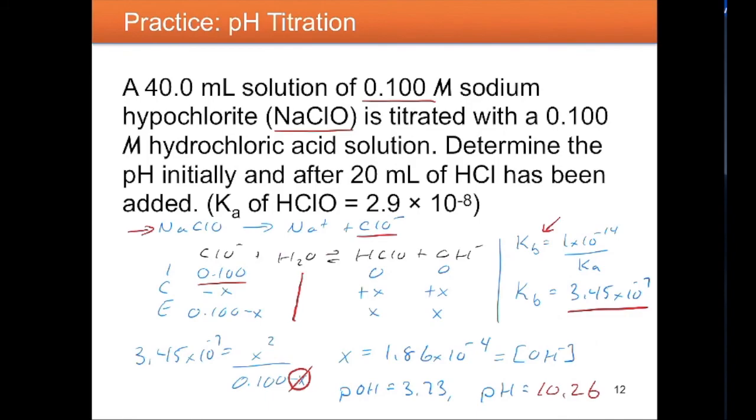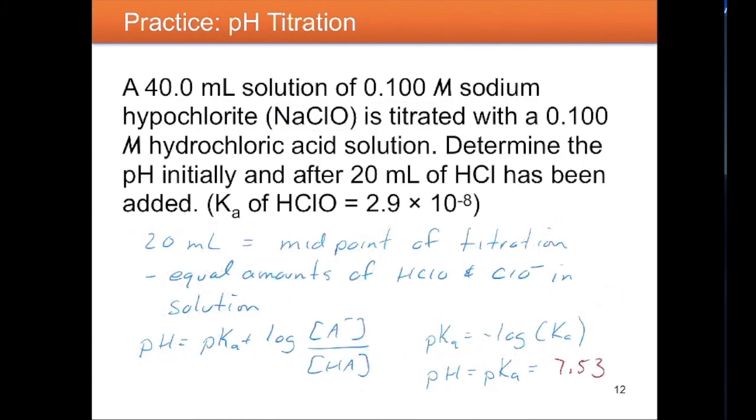And since we have a small Kb, we can ignore that x. Solving for x is the same as solving for the concentration of OH minus. So we get 1.86 times 10 to the minus 4. If we take the negative log of that number, that gives us the pOH. We're asked to find the pH, so we have to take 14 minus the pOH, and that's going to give us a pH of 10.26. That makes sense. We start off with a base, and we should have a pH that is greater than 7.